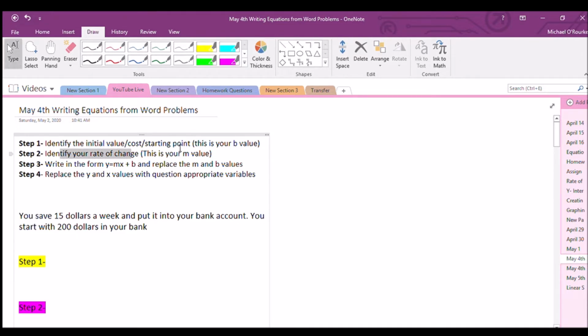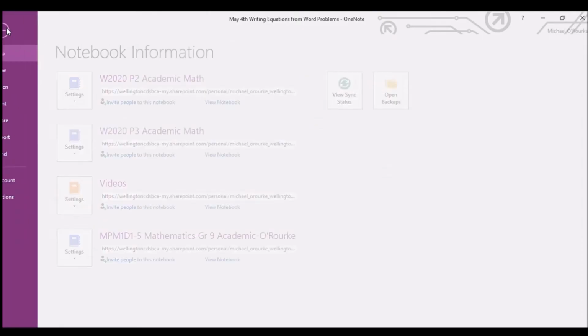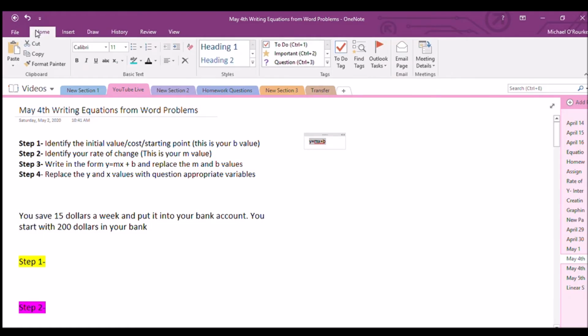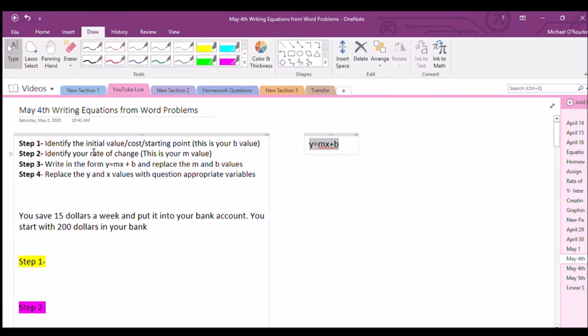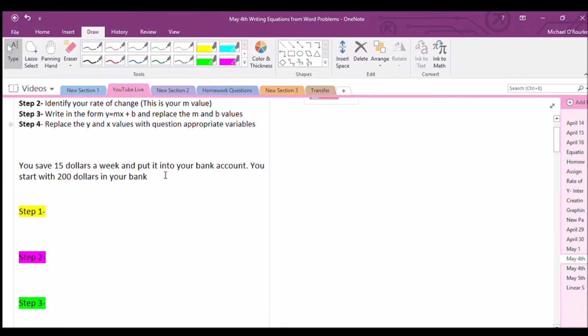the rate of change. So the initial value, that's going to be your b value in your y equals mx plus b. Okay? That's going to be your b value, the initial value. Then we want to identify our rate of change, which is going to be our m value. Write it into our equation. Then lastly, replace our y and x with variables that match our question.